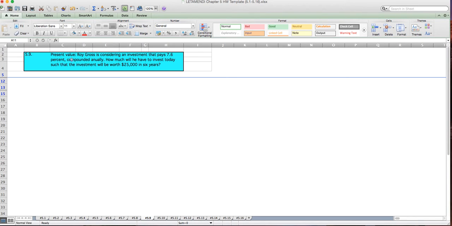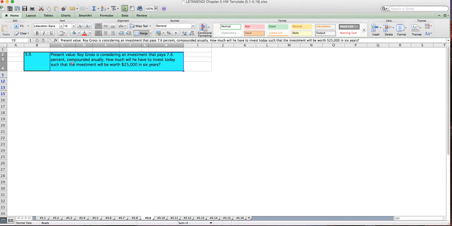Question 5.9, present value. Roy Gross is considering an investment that pays 7.6% compounded annually. Right, compounded annually. How much will he have to invest today? Invest today, money out, right? This is the money out. Roy is going to have money out, such that the investment will be worth $25,000 in 6 years.